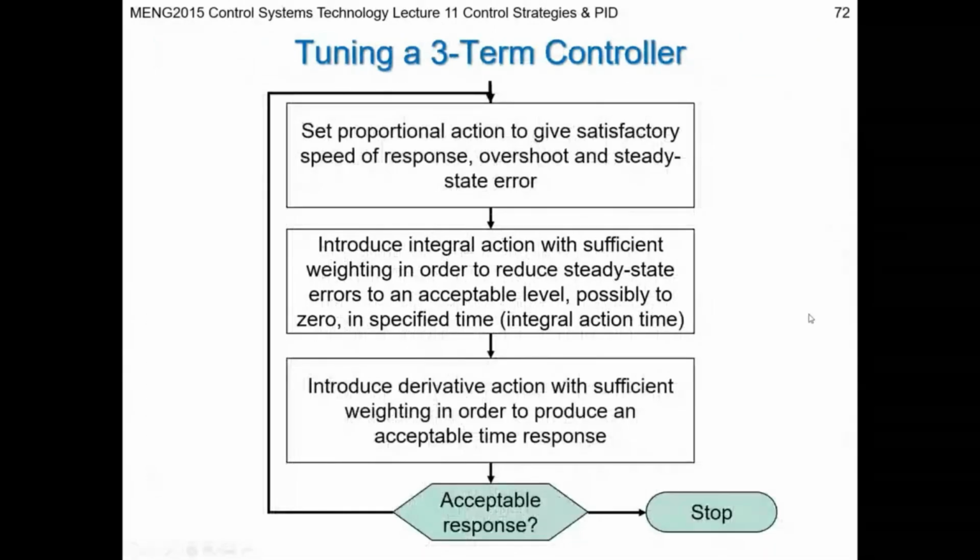Right, so this is to summarize. In tuning your three-term controller, you basically have a number of steps. You first of all can set your proportional action to give satisfactory response time, overshoot and steady state error. You can use the Ziegler-Nichols method to get starting points for your integral action and derivative action. You can introduce your integral action with sufficient weighting to reduce the steady state errors to an acceptable level. So that's what we did here.